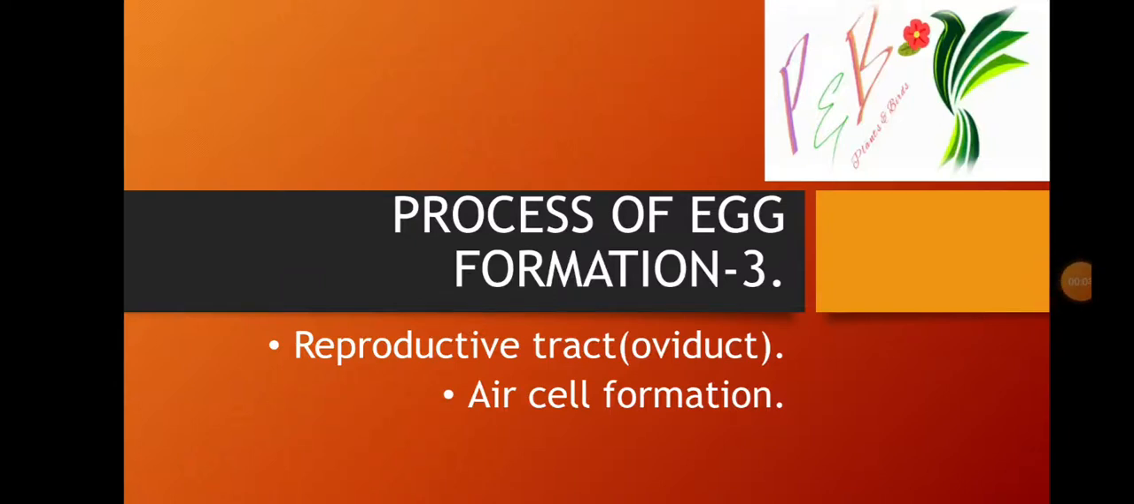Friends, in the last video we discussed the reproductive tract part 1. Especially we discussed the ovary, in which the ova formation takes place. And in this video we are going to discuss the reproductive tract part 2, that is the oviduct, in which the ova's journey takes place to form the egg, and how the air cell is formed in the egg we will discuss in this video.